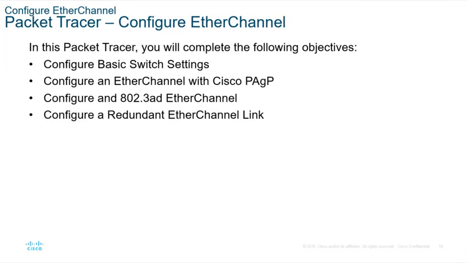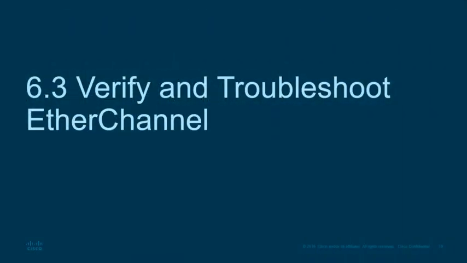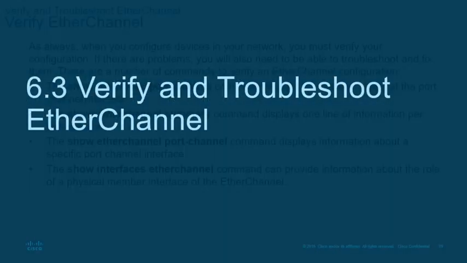So this is configure EtherChannel, a basic switch setup, where you complete the following basic switch settings: EtherChannel with Cisco PAgP, then configure EtherChannel, redundant EtherChannel links. So, verifying and troubleshooting EtherChannel.